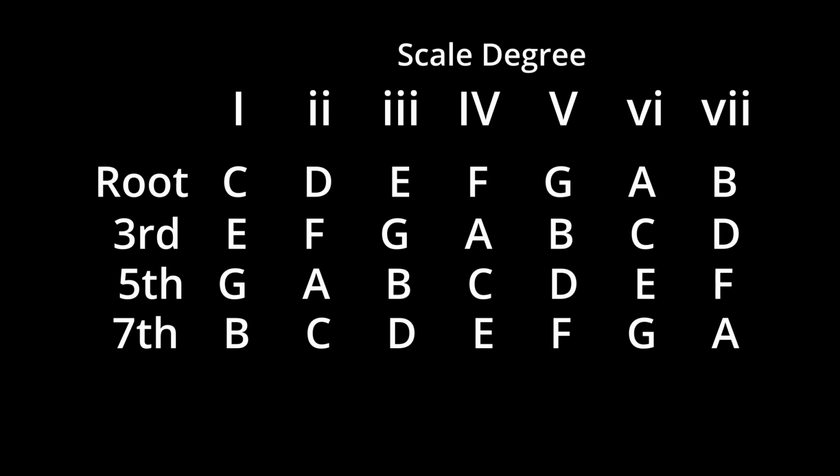Starting on the C note, we have the C, E, G, and B notes. Starting on the second degree, D, we have D, F, A, and C. Starting on the third degree, E, we have E, G, B, and D. F being the fourth degree, F, A, C, and E.